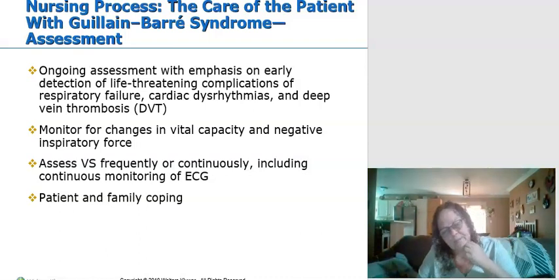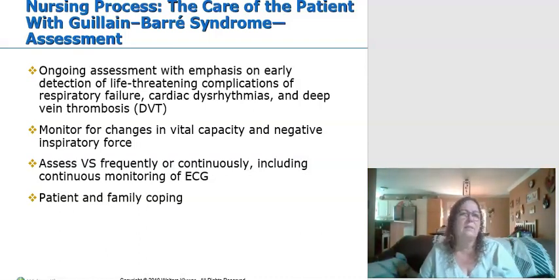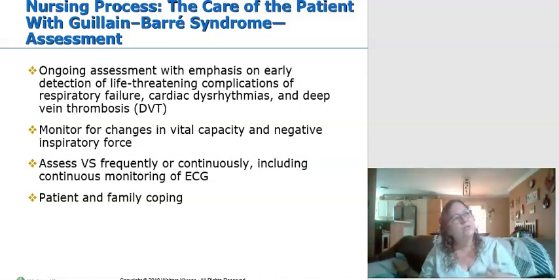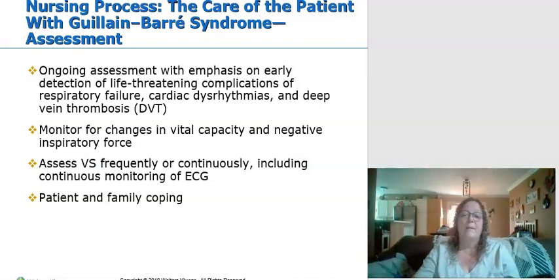However, remember that pulse ox isn't the best indicator of hypoventilation. That's why they say talk about vital capacity. You can also use end-tidal CO2 monitoring. It's an earlier sign of hypoventilation, much earlier sign than hypoxia. So assess vital signs frequently and continuously, including continuous ECG monitoring, and we want to support patient and family coping.